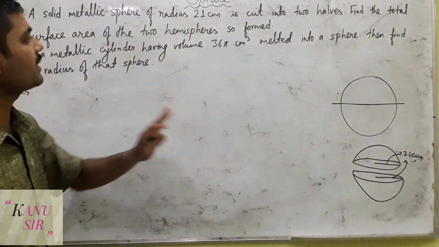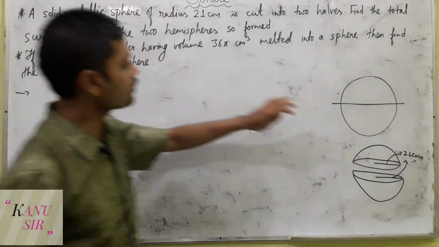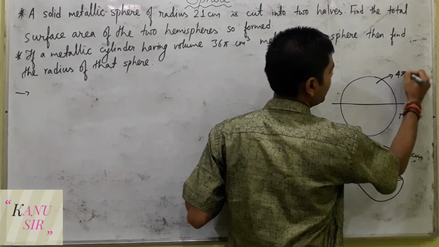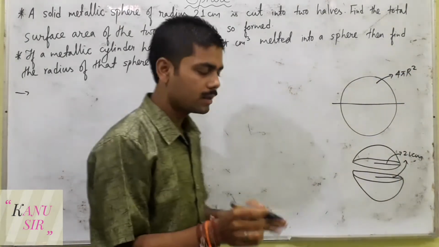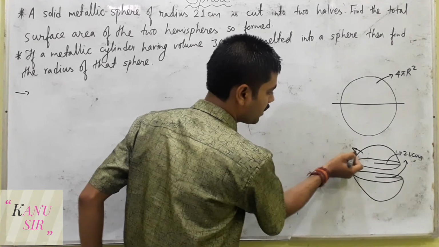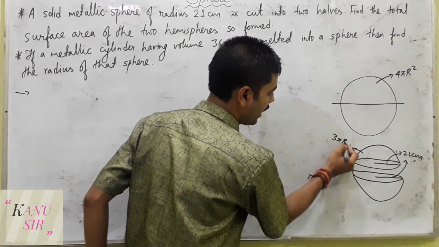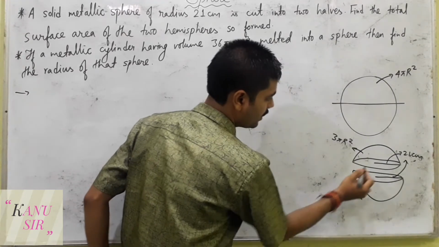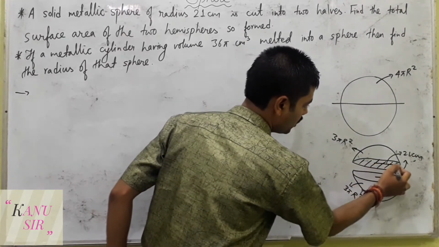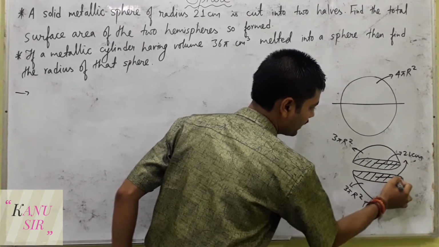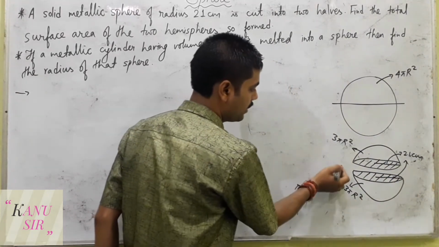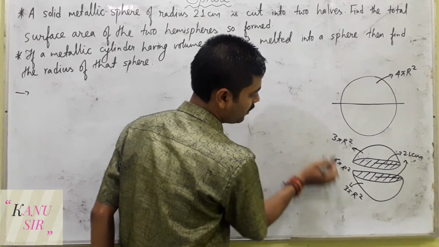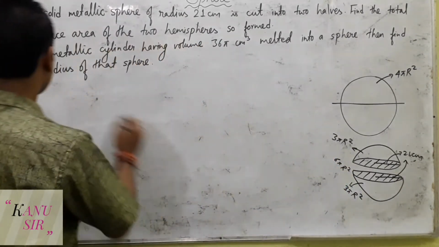Now here is something different to understand. The total surface area previously for this sphere was 4 pi r square, but for just one hemisphere, you have to understand it is 3 pi r square, and the other hemisphere is 3 pi r square, because the areas of these two openings will also be counted, will also be added in the formula. So in total it will become 6 pi r square. The sum of 3 and 3 is 6.